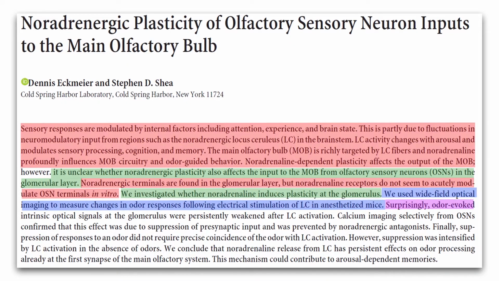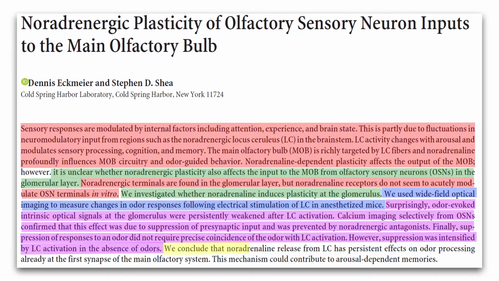And I only write one sentence about that. Fantastic. And it's a brief sentence and it's very clear. So I guess that's the one point I did it right. And then I get to the surprising result and the main result. Surprisingly, odor-evoked intrinsic optical signals at the glomerulus were persistently weakened after locus coeruleus activation. However, suppression was intensified by locus coeruleus activation in the absence of odors. Maybe one sentence would be not enough in this case.